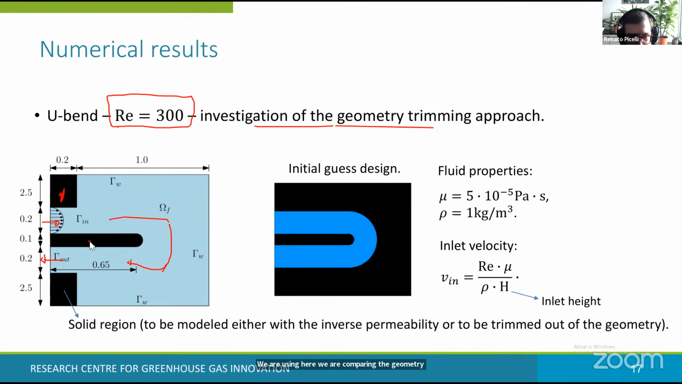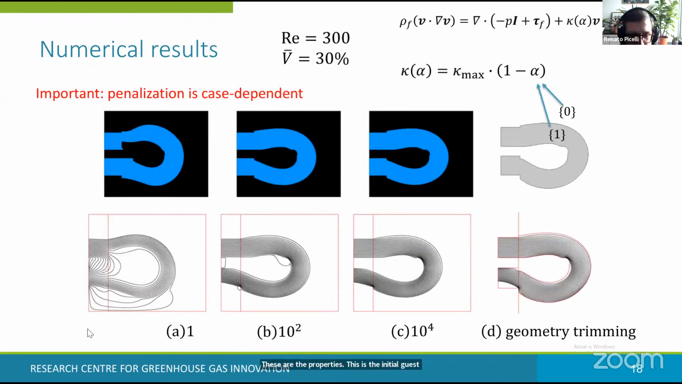So this is the solid model with the inverse permeability, and the blue is obviously fluid. These are the properties. This is the initial design. You can see here the kappa max, the inverse permeability value. For a very low kappa max, for a very low inverse permeability, we have fluid leaking into the solid here, and that's not what we want, right? We increase the inverse permeability to emulate the solid better, to the point that there's no more fluid leaking into the solid. So this penalization is case dependent.